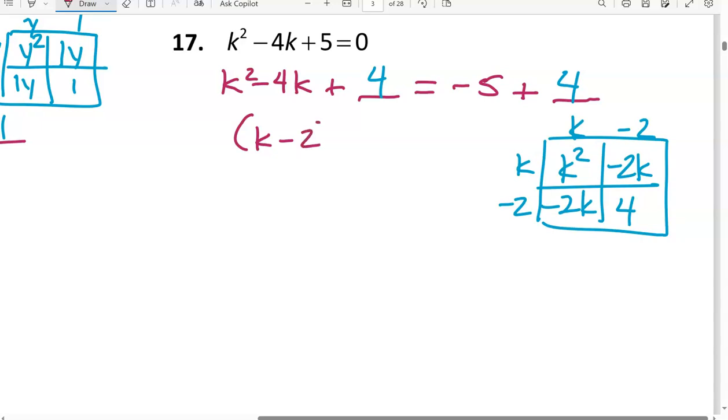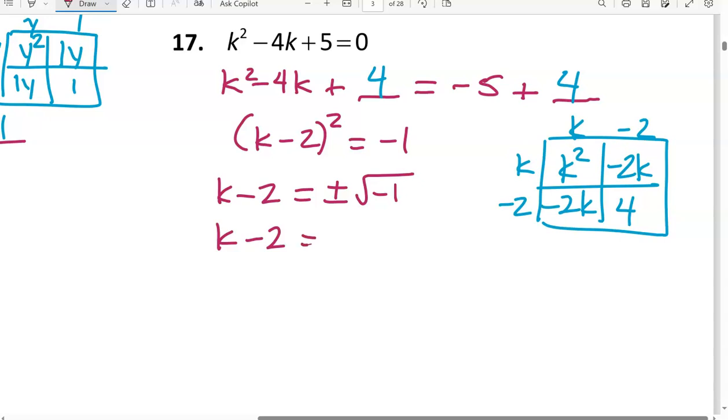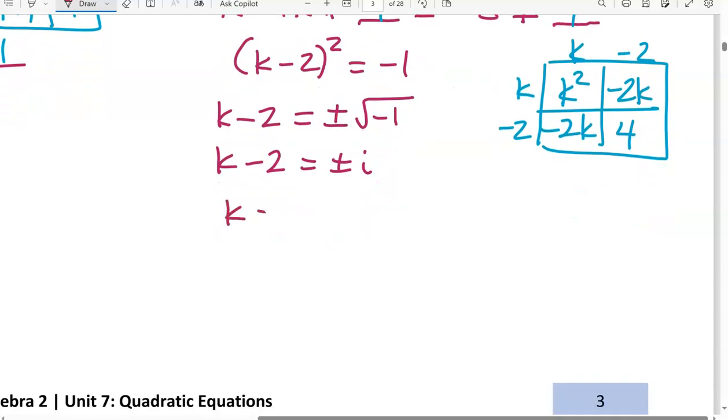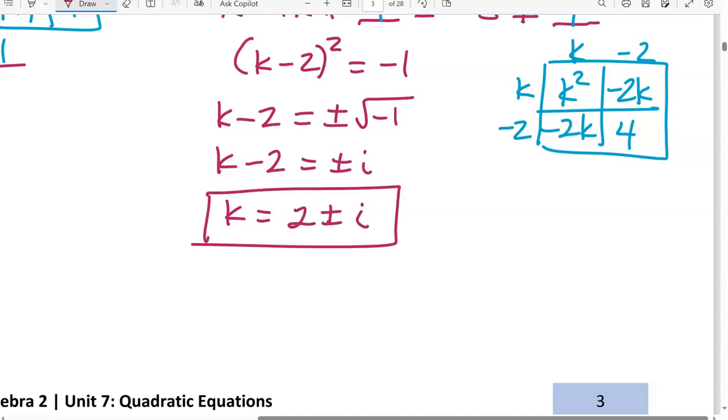which gives us the factors of k minus 2 squared is equal to negative 5 plus 4 is negative 1. If k minus 2 squared is negative 1, that means that k minus 2 is the positive or negative square root of negative 1. Let's simplify that. That's positive or negative i, adding 2 to both sides. 2 plus or minus i are two solutions, 2 plus i and 2 minus i.